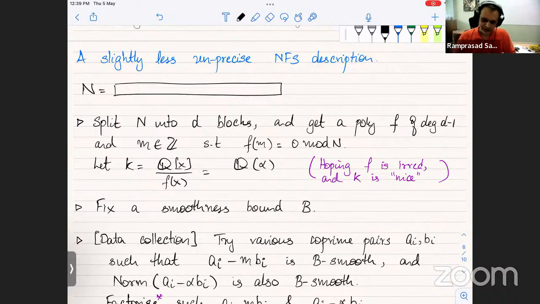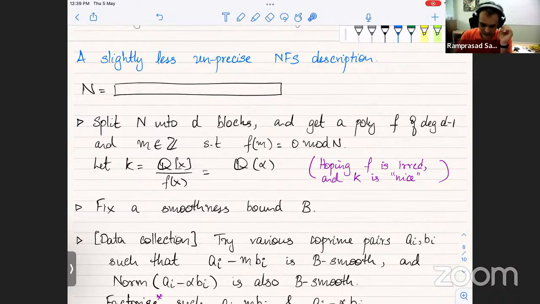So here's what's going to happen. We are given an integer n that we are asked to factorize. Our d is this cube root of log n over log n or some such. So we're going to take n and split it into about d blocks, maybe d plus 1 blocks or something.